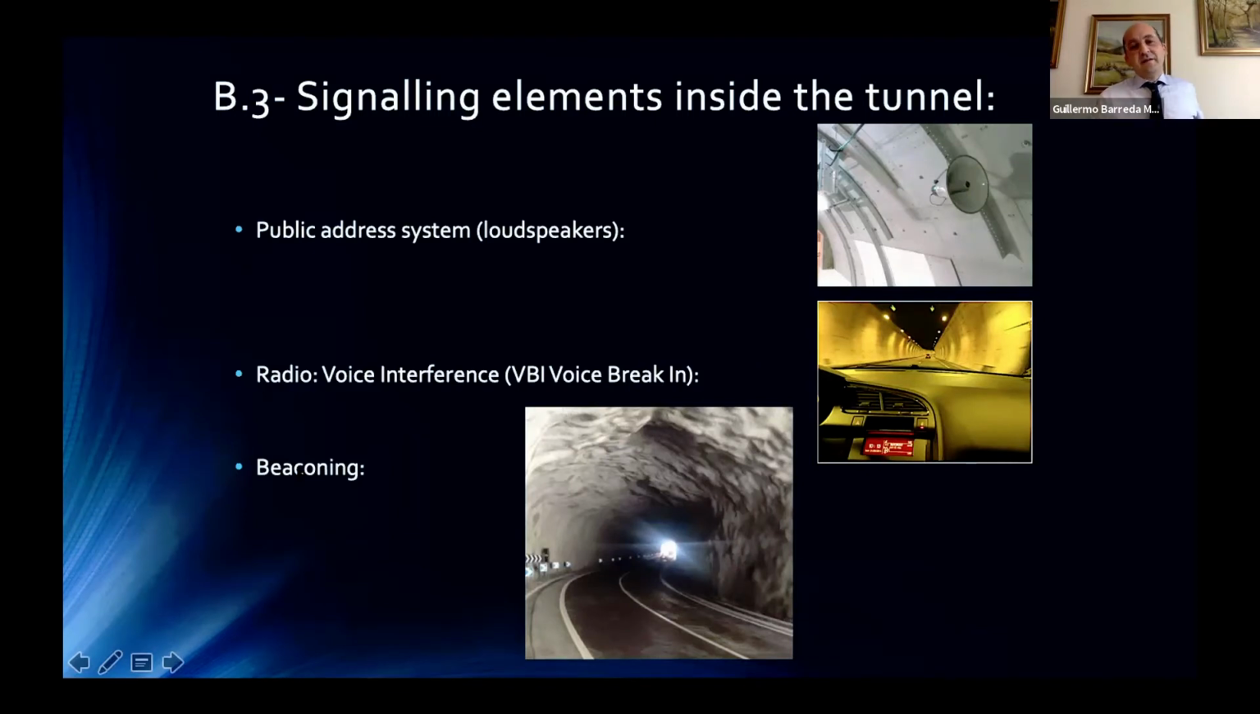And finally, for sure, beaconing. If we have a problem with the lighting inside the tunnel, beaconing can mark the alignment of the axis, for example, the clearance of the tunnel, in case there is a failure of the illumination. But there are simple tunnels, like this one, that don't have specific illumination. So there is not a lighting system. And beaconing is very, very important to consider and to study when doing a road safety audit.